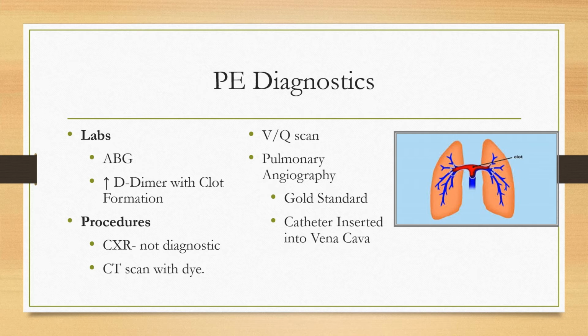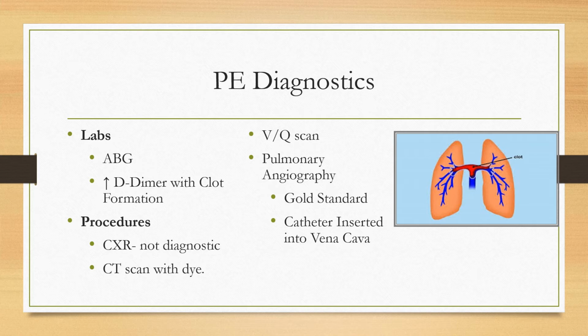Okay. A VQ scan is a very old way of diagnosing PEs. We really don't use it anymore. But it would be a scan where we would see where the air is traveling in the lungs. So that's the V, the ventilation. And at the same time, we would see where the perfusion is traveling in the lungs, and that's the Q. Okay? And where the air is traveling in the lungs and where the blood is traveling should be very similar.